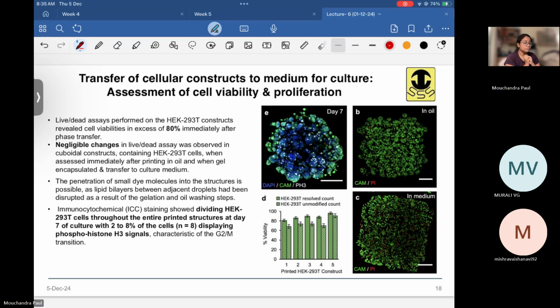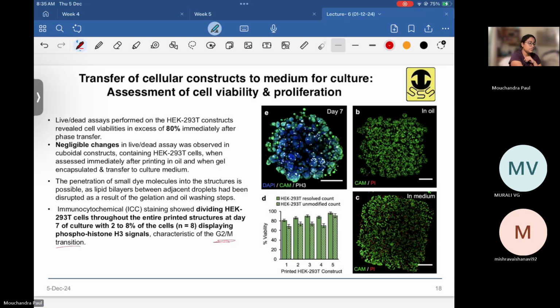Then they used immunocytochemical staining. Basically, they used antibodies specific for a specific biomarker. They used an antibody specific for a protein called phosphohistone H3. And this marker is a marker for the G to M transition of the cell cycle.